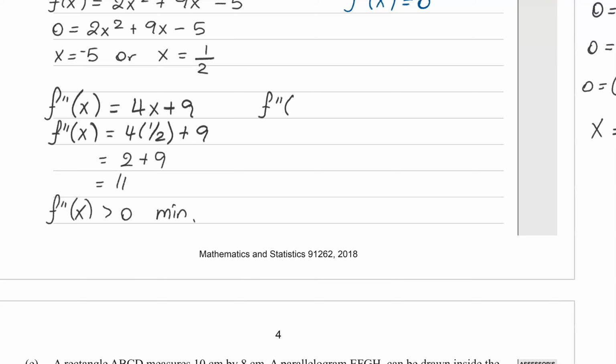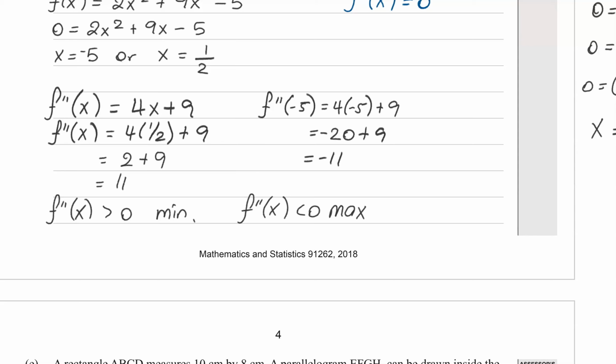F double dash of, I'll put negative 5 in there, is equal to 4 times negative 5 plus 9, which equals negative 20 plus 9, which equals negative 11. So my second derivative is less than 0, so this is my max. Cool, so I found out what my max and my minimum turning points are, those x values.